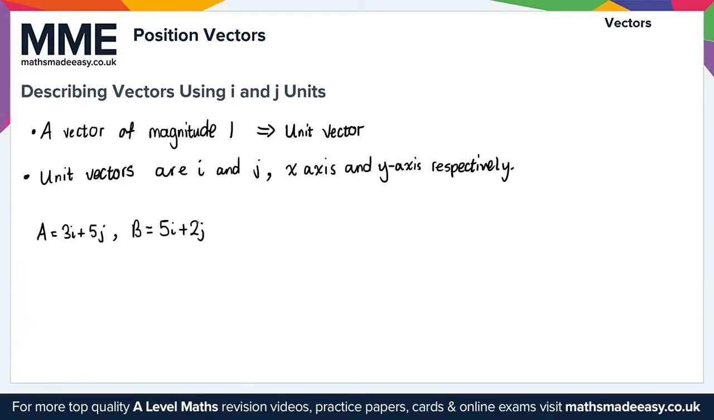Well, to write the vector AB, that's simply going to be minus 3i plus 5j, plus this vector B, so plus 5i plus 2j. Now we simplify here: minus 3i plus 5i gives us 2i, and minus 5j plus 2j gives us minus 3j. Okay, so that gives us everything we need for describing vectors using i and j units.